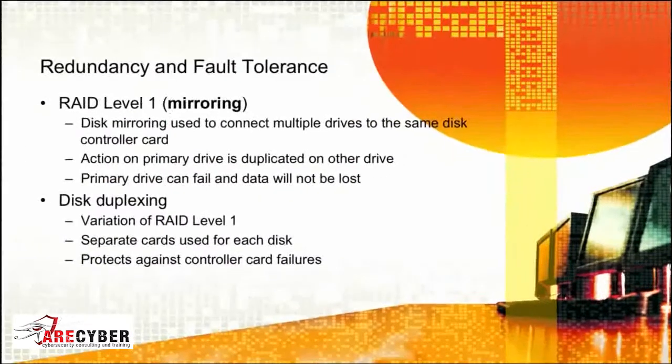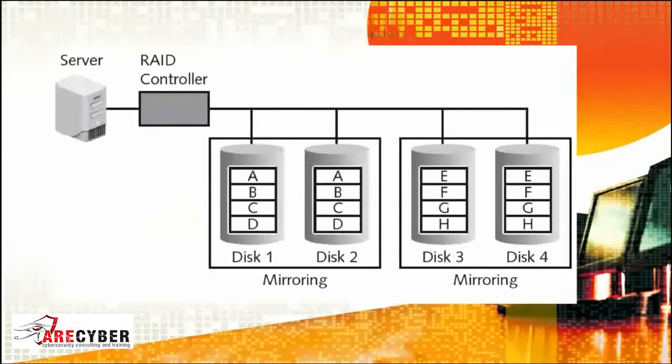Next, we have RAID 1, which provides mirroring. Disk mirroring is used to connect multiple drives to the same disk controller card. The primary drive can fail and data will not be lost. With RAID 1, you can choose to disk duplex. It's just a variation of RAID level 1. This time, however, you're going to use separate cards for each disk. This protects against controller card failures.